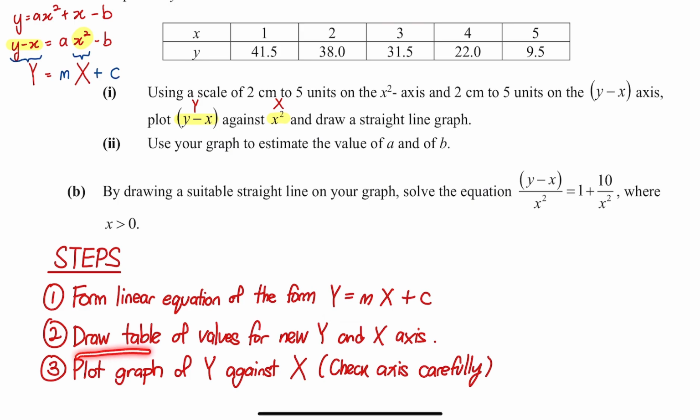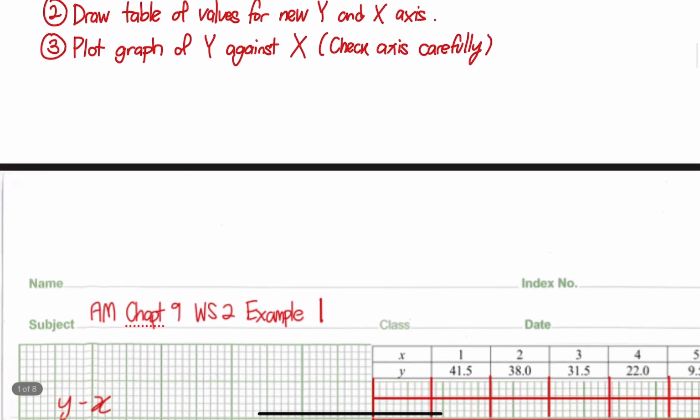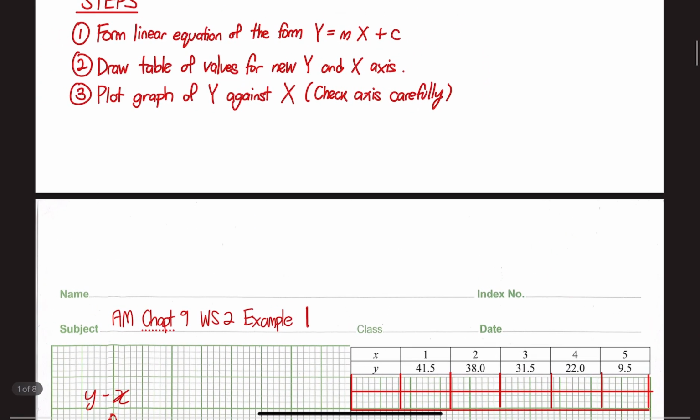Next step, draw the table of values for this new axis here. So I'm given x and y values. Now I must find, for these corresponding x and y values, what is the corresponding y minus x value and what is the corresponding x squared value. So over here, I'll draw the table of values. Usually I like to draw it in the top right corner of my graph paper, so you can take your graph paper now.